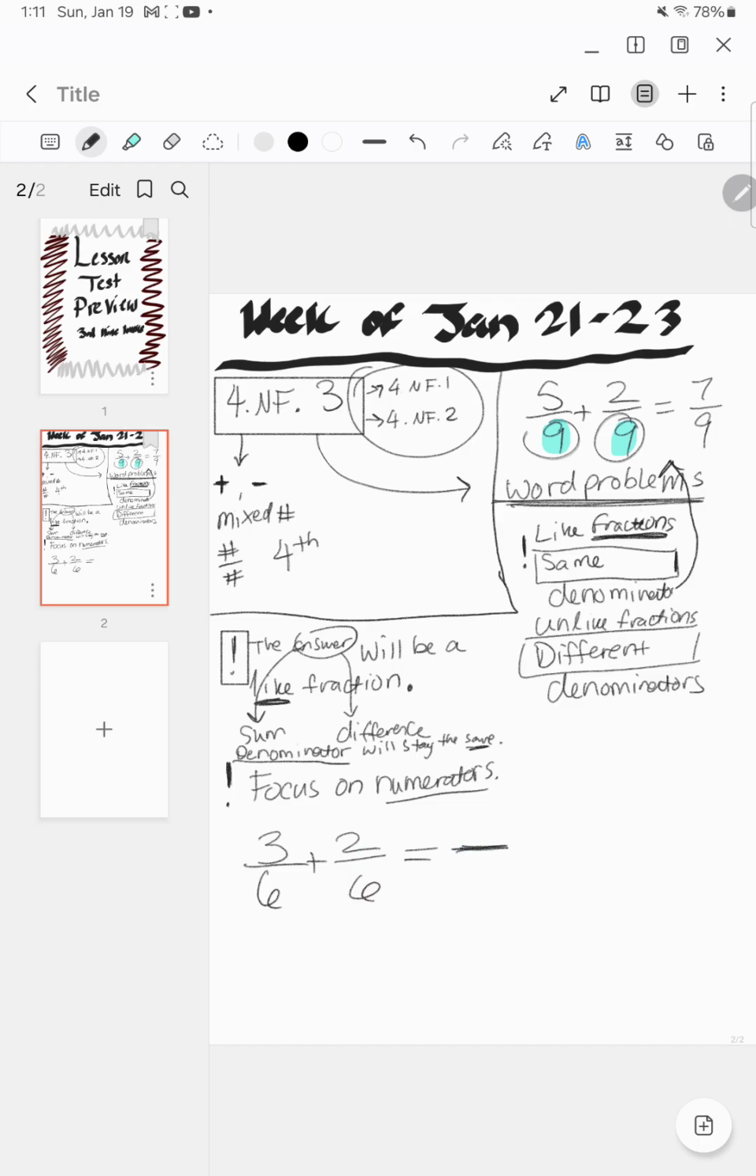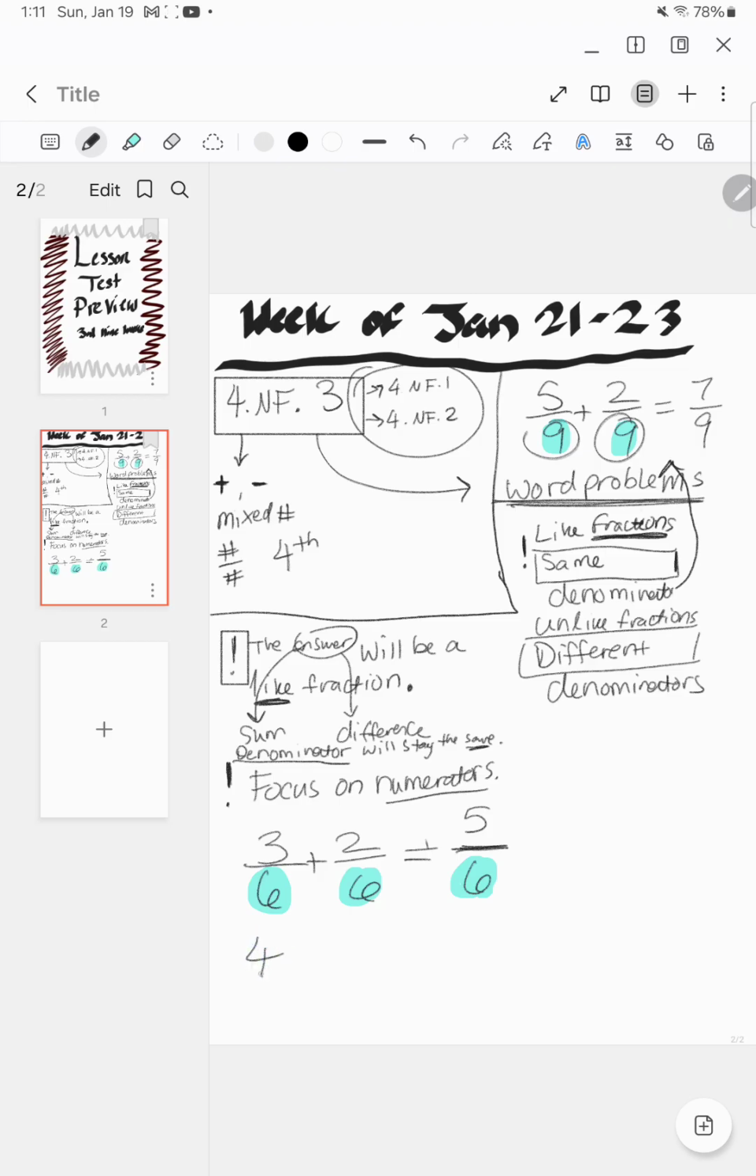So that means the denominator will stay the same. We see the denominators are 6. That means our answer is also going to have a denominator of 6 because it's going to stay the same, because it's all part of the same parts. Now we just focus on our numerators, and 3 plus 2 is 5. So the answer is 5/6.